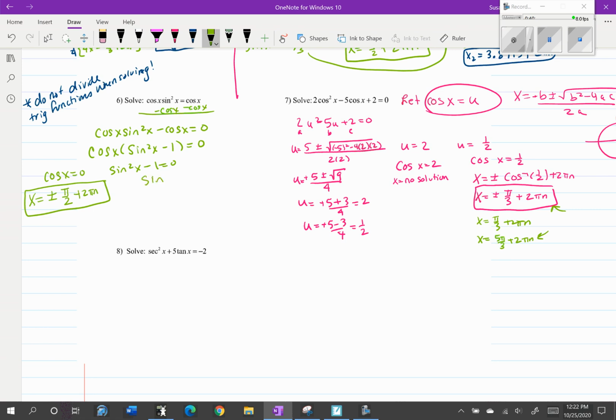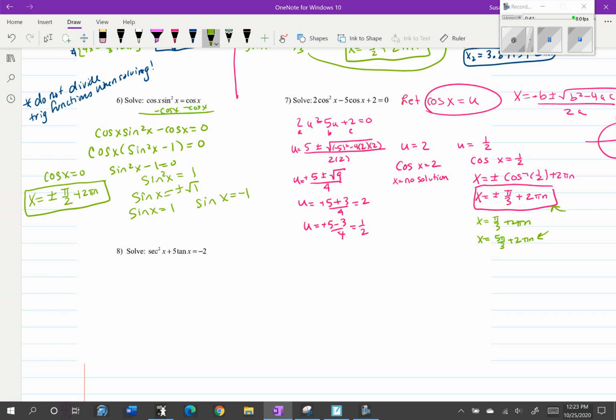And then here we get sine squared x is equal to 1. How do I get rid of something with a square? Well, remember, to get rid of a square, we take the square root. And remember, when we take the square root, we have plus or minus our answer. So the sine of x equals plus or minus the square root of 1. So we get the sine of x equals 1 and the sine of x equals -1.